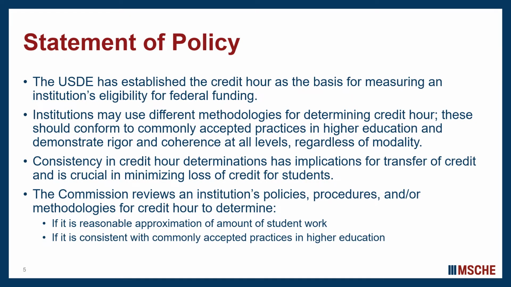The credit hour metric was developed by the United States Department of Education to measure an institution's eligibility for federal funding. Different methodologies may be utilized by institutions to determine credit hour. That said, commonly accepted practices used in higher education should be exercised to demonstrate rigor and coherence at all levels regardless of modality. It is important to maintain consistency in credit hour determinations to prevent the loss of credits for students. All policies, procedures, and/or methodologies related to credit hour will be reviewed by the Commission and peer reviewers during the self-study evaluation and on-site evaluation process.